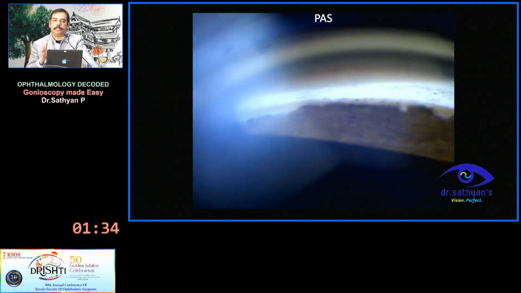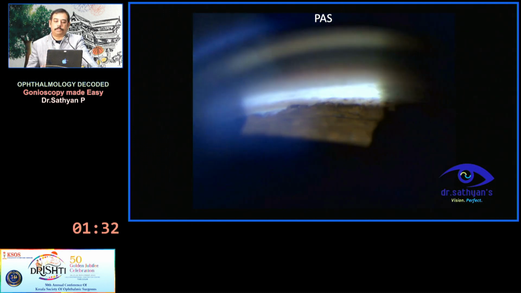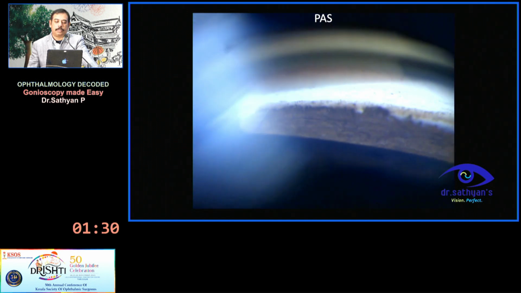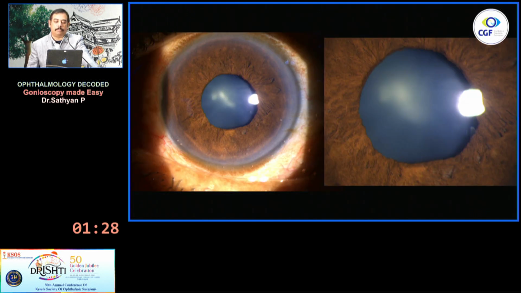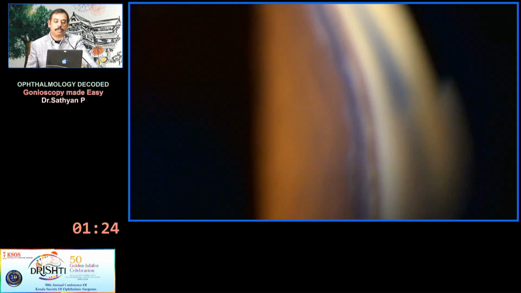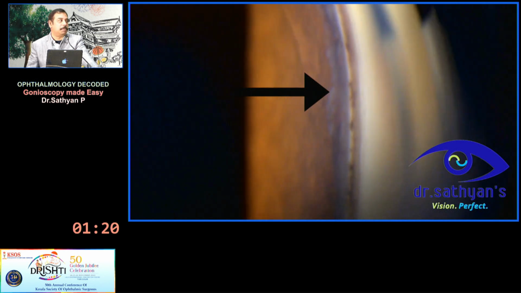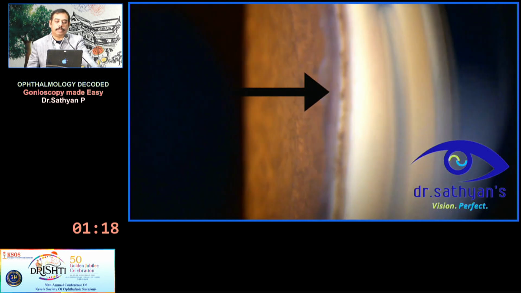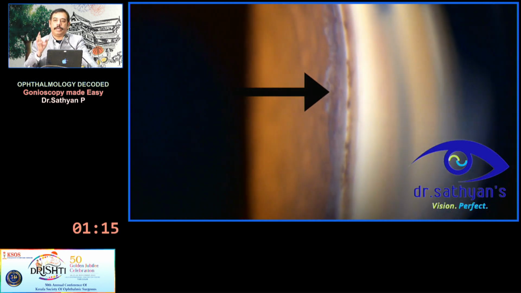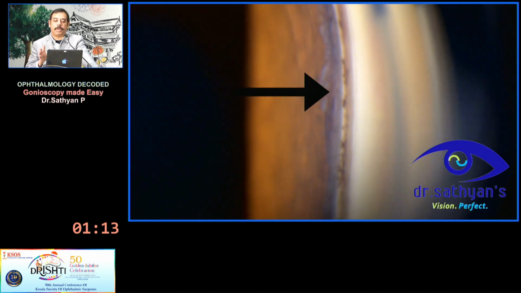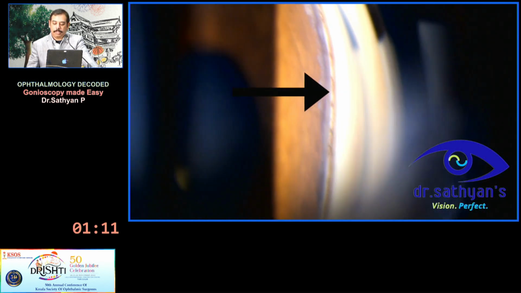So these are the two main things that we need to understand: iris processes and the PAS, how to identify and what happens. The next one is a traumatic mydriasis. You can see the ciliary body band, how wide the ciliary body band is, pigmented trabecular meshwork. Then you have the ciliary body band over there, how wide it is. So it is a dark grayish band, a large area of the ciliary body band.